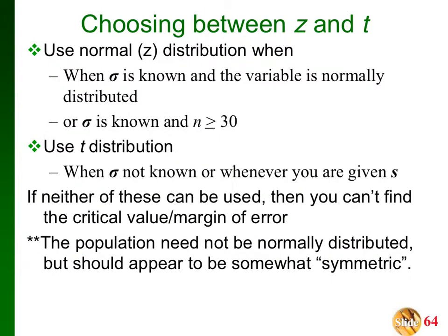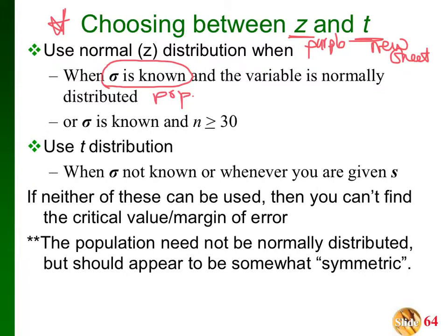All right, let's start talking about this one, because this one's going to be tricky on the quiz. Choosing between Z and T. To do Z, this is our purple sheet. This is our new sheet, the new table. To do the purple sheet, sigma has to be known. We have to be given sigma. What's sigma? Sigma is the population standard deviation. So sigma has to be known. That's the very first most important thing.